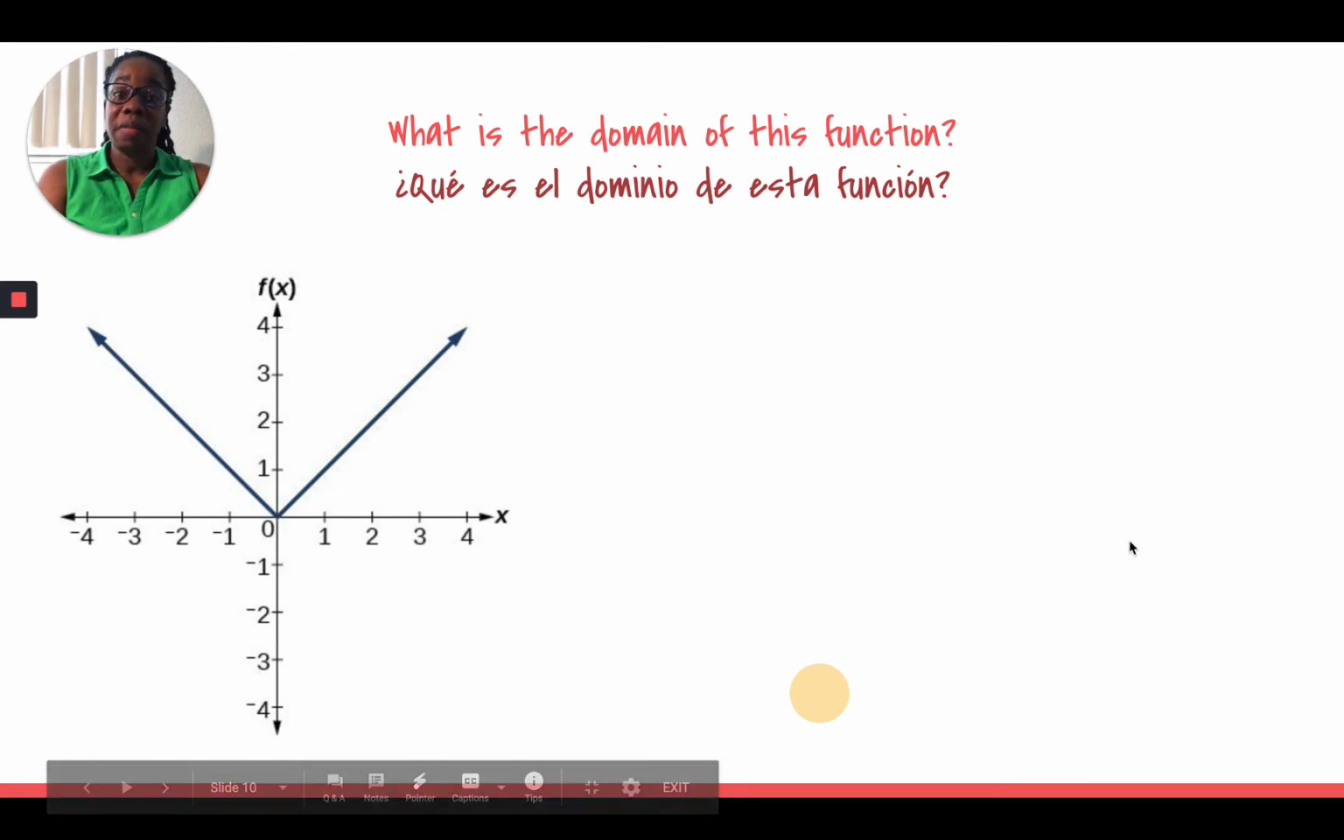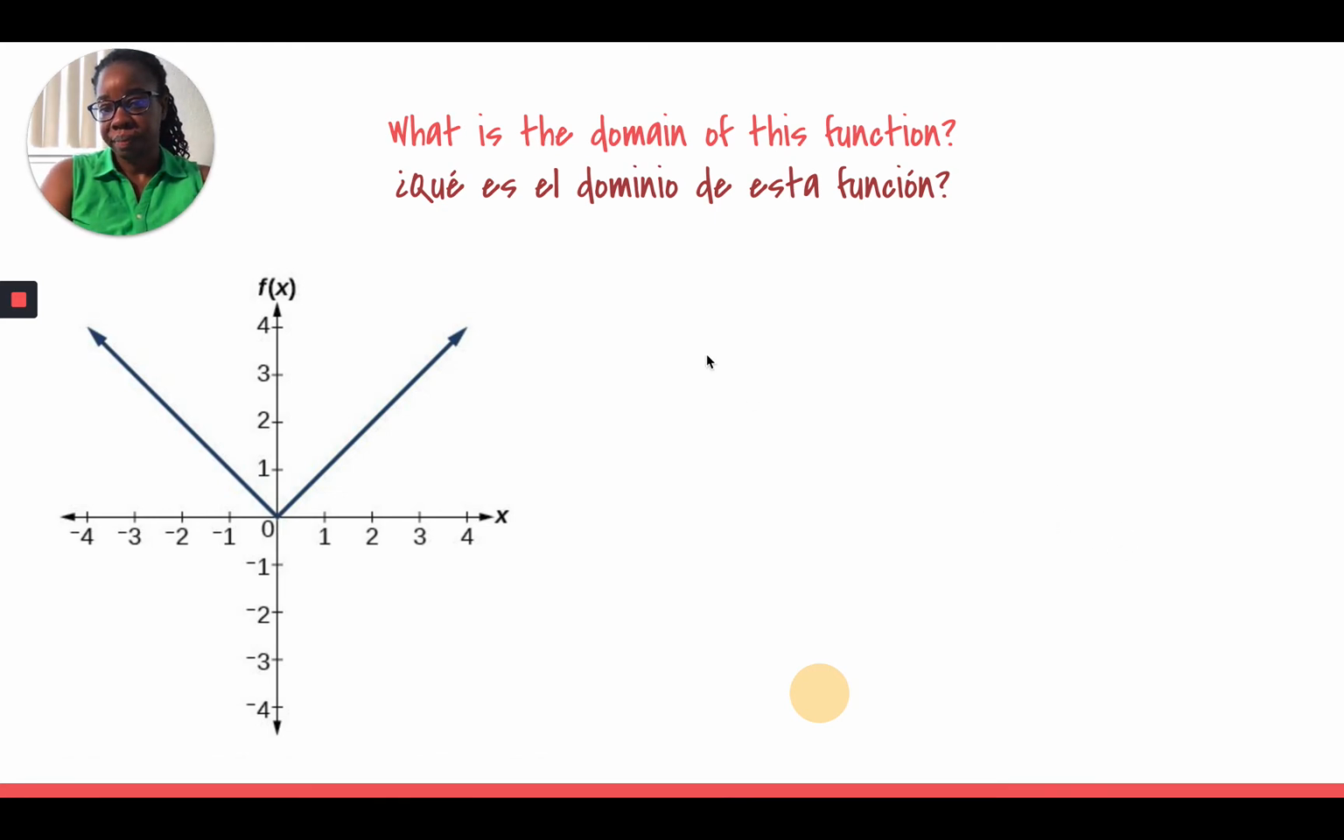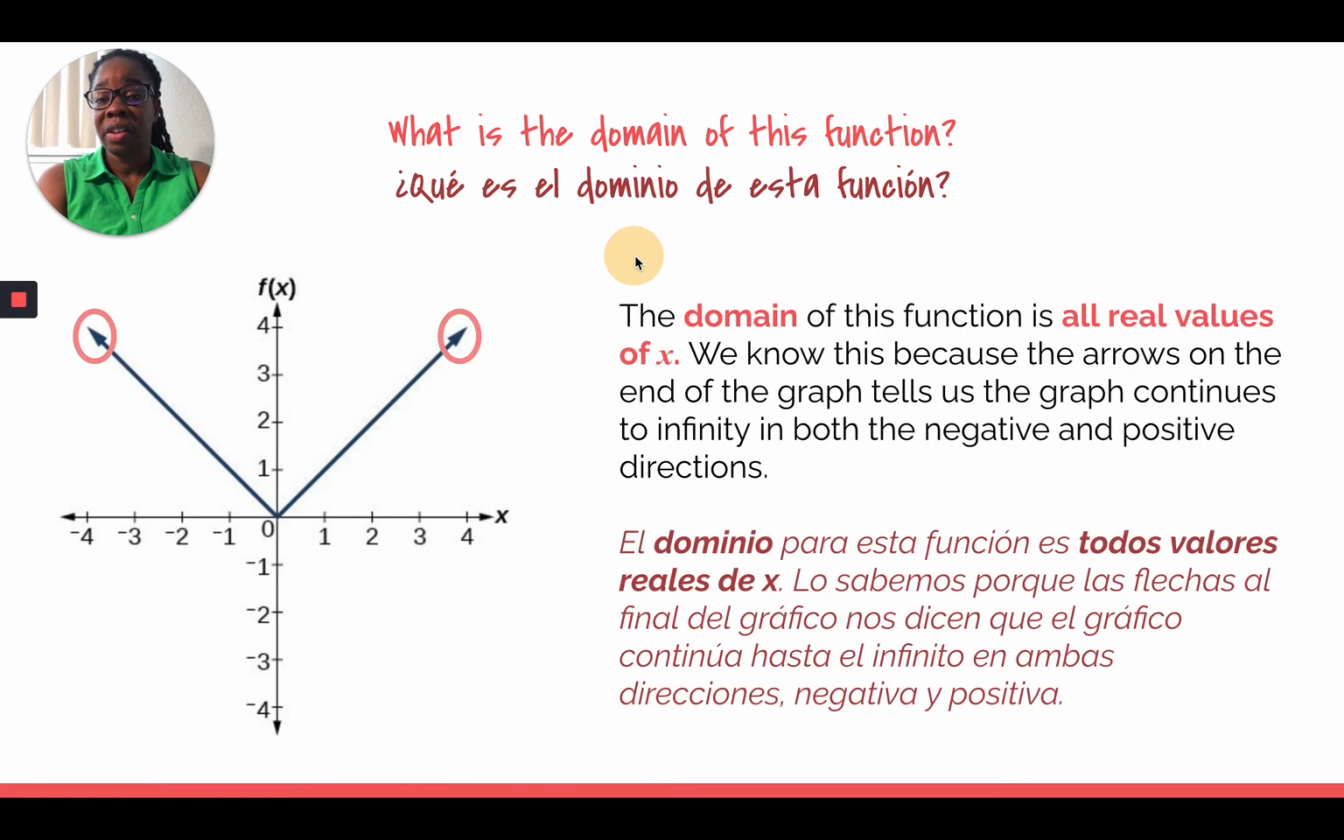What's the domain of this function? As we look at this graph, we're noticing something different. You're noticing that there are arrows at the end of this graph. Remember we said that the domain is a set of all possible input values in the function. The arrows on the end of the graph tell us that the graph continues indefinitely in both the positive and negative direction. We could say it continues to infinity. And so it would be all real values of x.